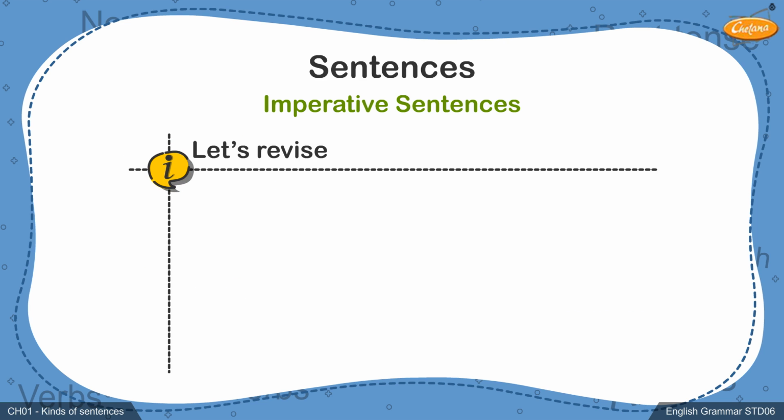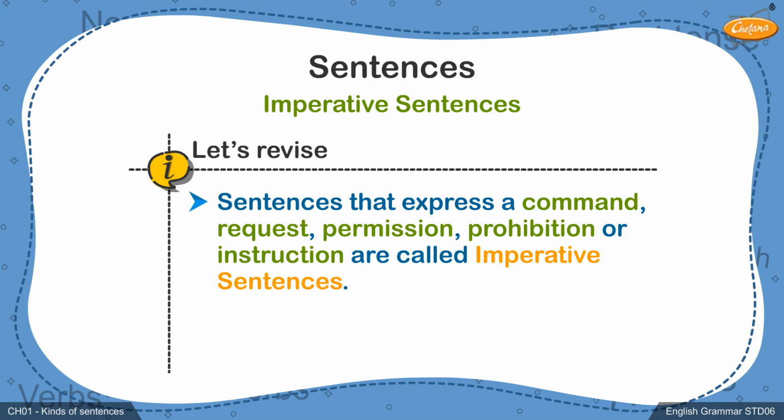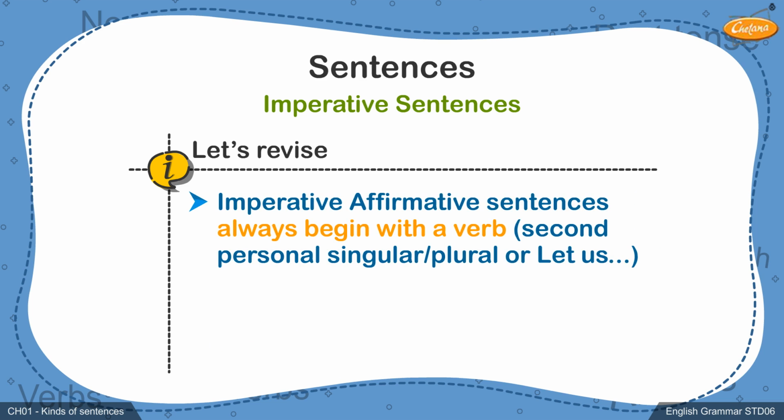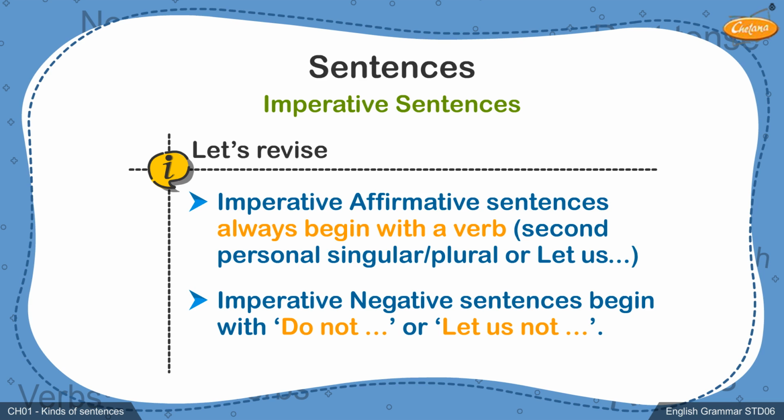Students, it's revision time. What have we learnt? Sentences that express a command, request, permission, prohibition, or instruction are called imperative sentences. They end with a full stop or an exclamation mark. Imperative affirmative sentences always begin with a verb, second person singular or plural, or let us. Imperative negative sentences begin with do not or let us not.